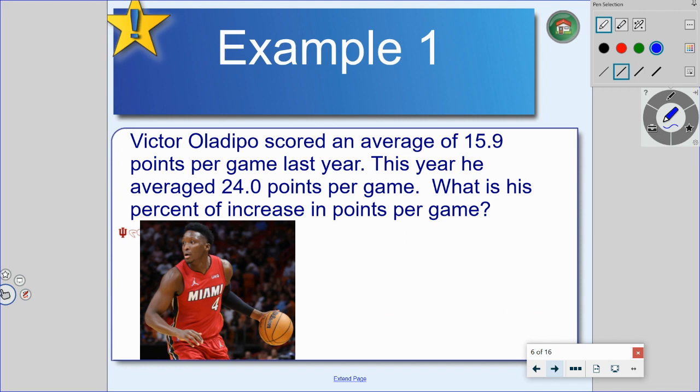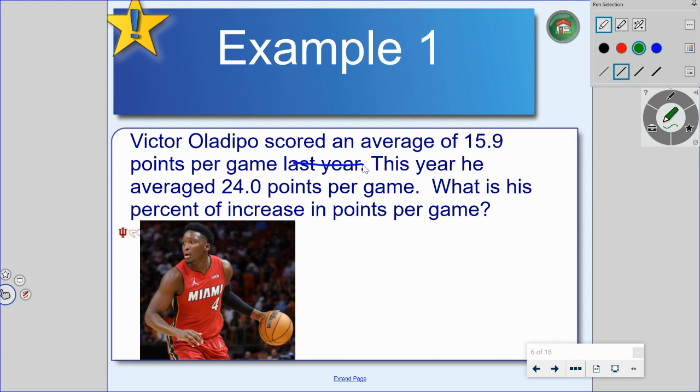All right, got a few basketball examples. Victor Oladipo, once a standout at IU, scored an average of 15 and 9/10 points per game. Then the following year, he averaged 24 points per game. What is the percent of increase in points per game?